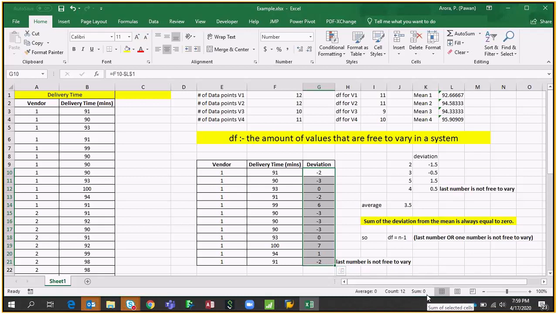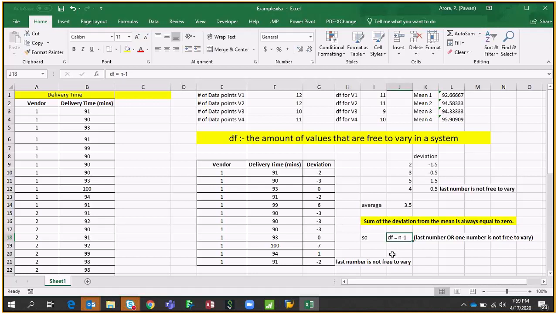The sum is 0. Now in this case also, if I take the sum up to here, it comes to 2. So I'm sure that the last number will be minus 2 because the overall sum is 0. It means this last number is again not free to vary. It cannot be anything else; it should be minus 2. So that's why we always have degrees of freedom as n minus 1, where n is the number of data points.